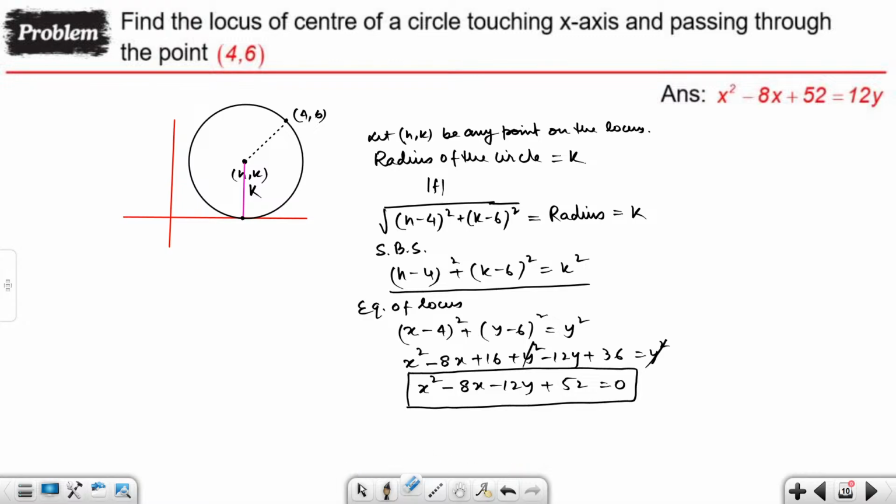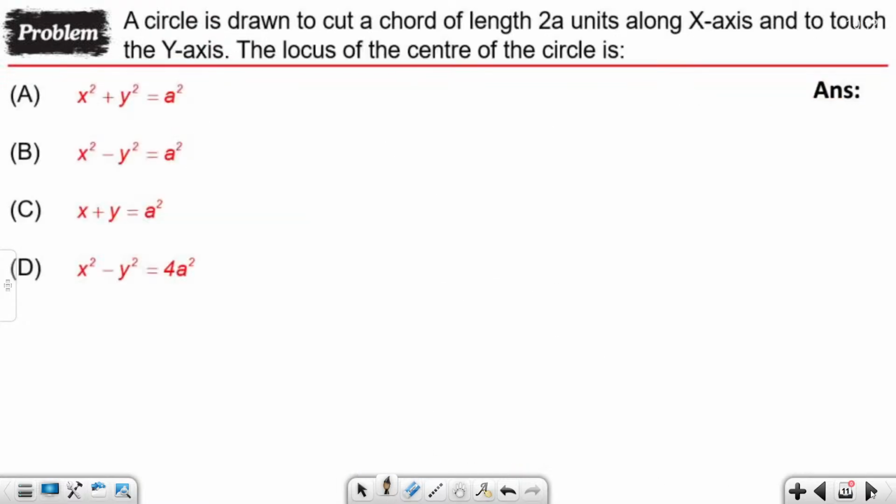Okay. So let us move to the next problem. See this question. The question states that a circle is drawn to cut a chord of length 2a units along the x-axis and to touch the y-axis. Simple sum. So again, find the locus of the center.